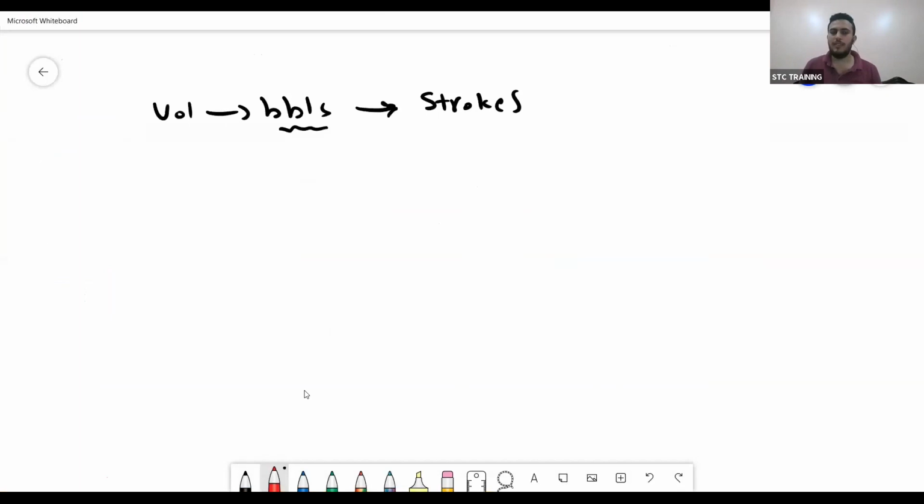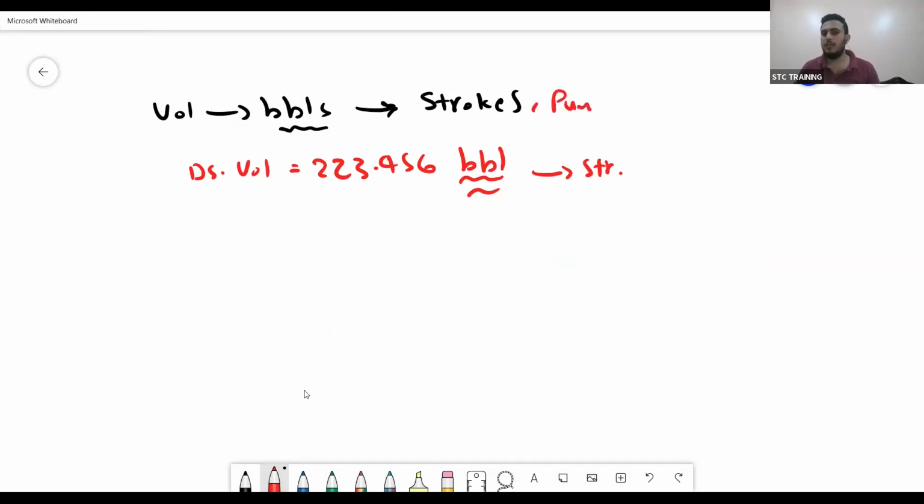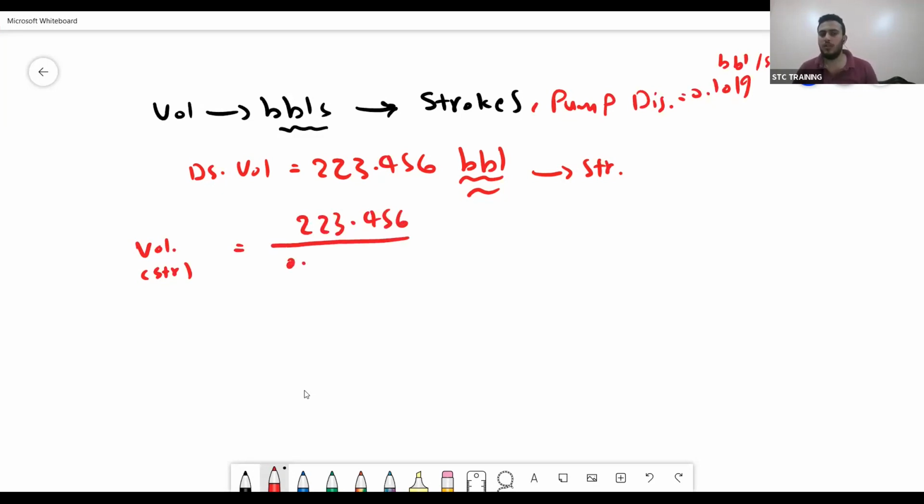We have our volume, say the drill string volume equal 223.456 BBL. Okay, and we need to convert this from barrel into strokes. So how to make it? We have here pump displacement equal 0.1019 BBL per stroke. So here to calculate volume in strokes, it will equal 223.456 over pump displacement, 0.1019. So let's calculate, guys.